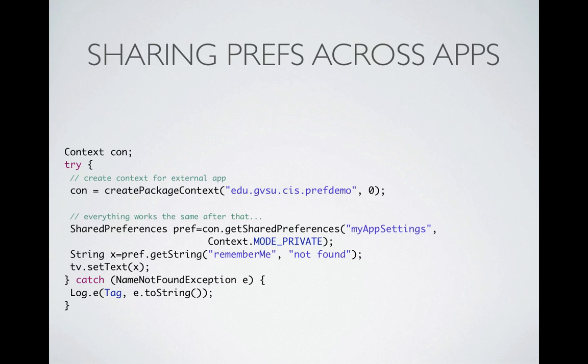Once I've done that, I can call on that context object the method getSharedPreferences, pass in the name of the preferences and a permissions flag, and now I'm basically interacting with that preference in the same way. So in this example, I'm asking for a preference string of remember me, and I set a default value of not found. In case it's not there, it'll get set to not found. And then I go ahead and do a set text on one of my text view elements.